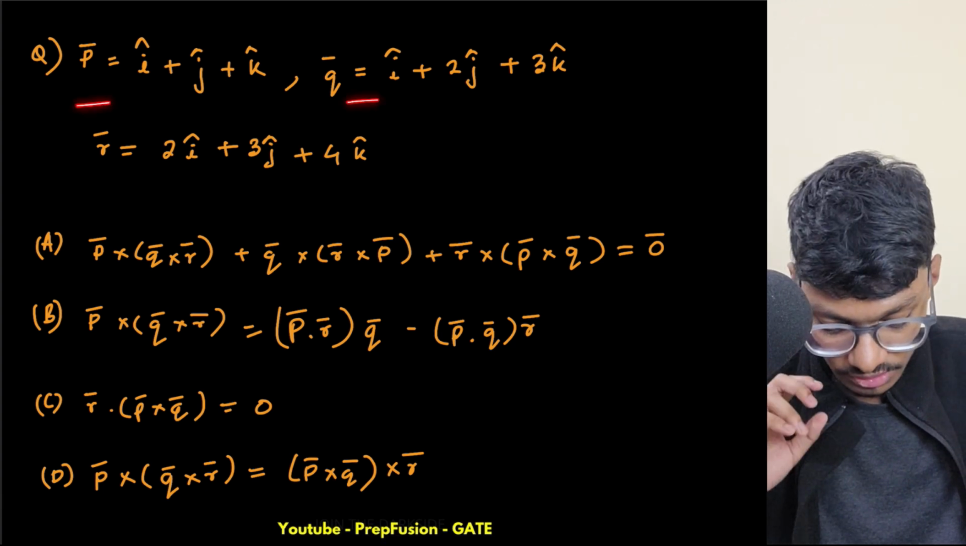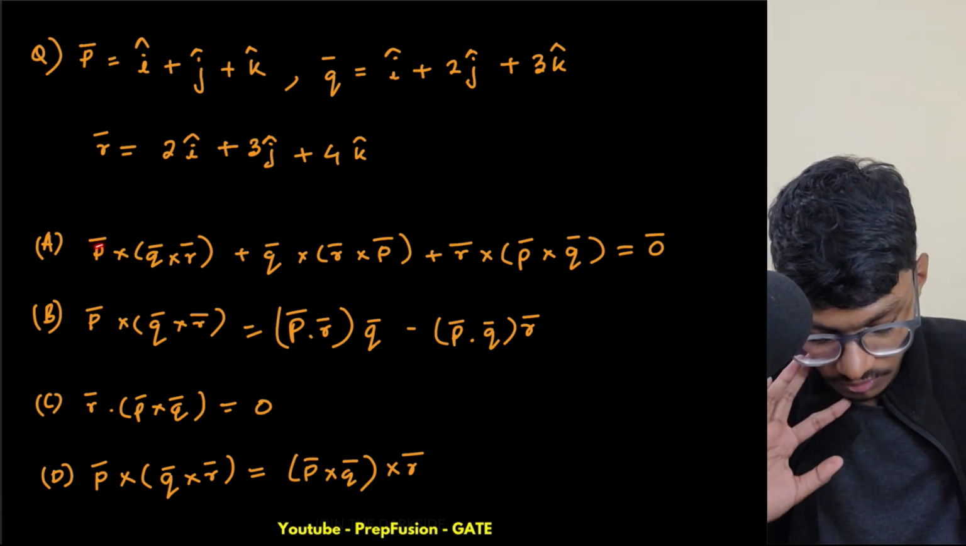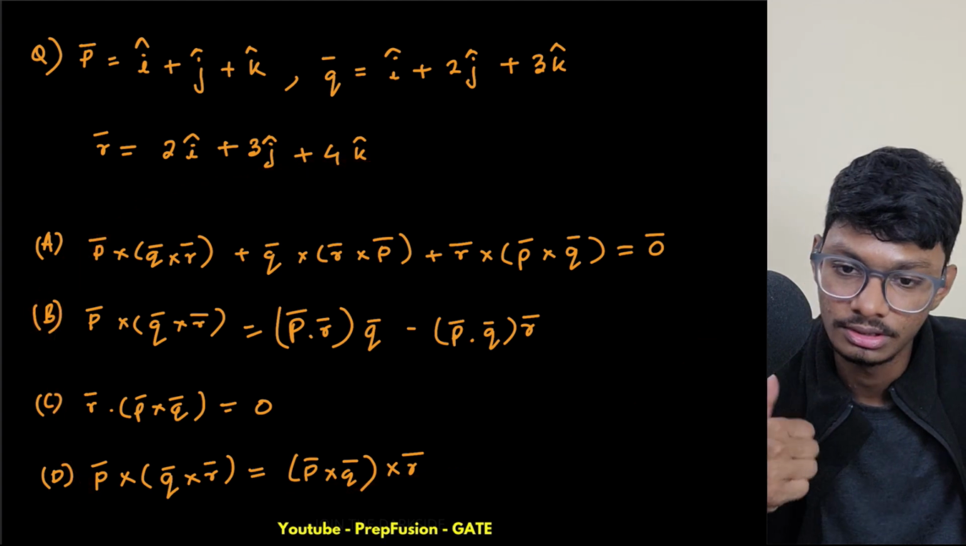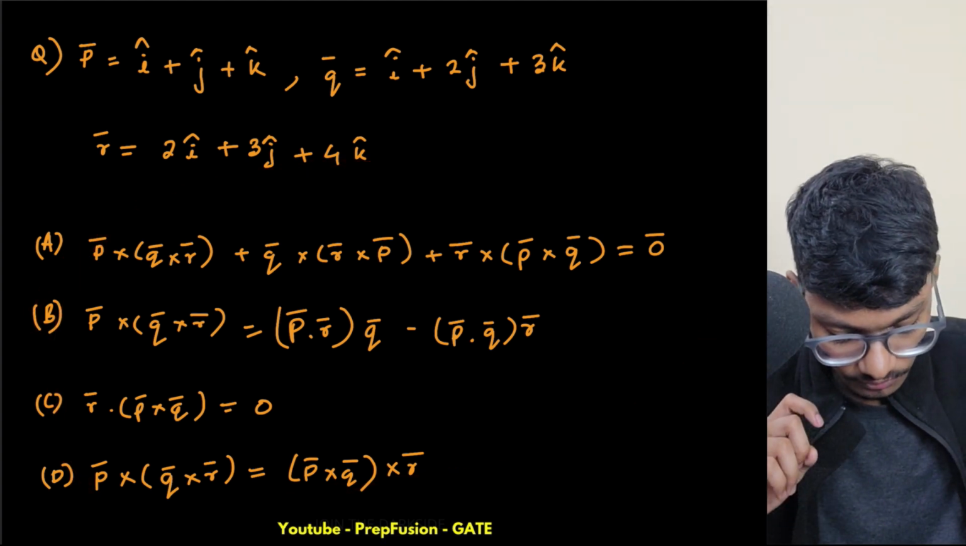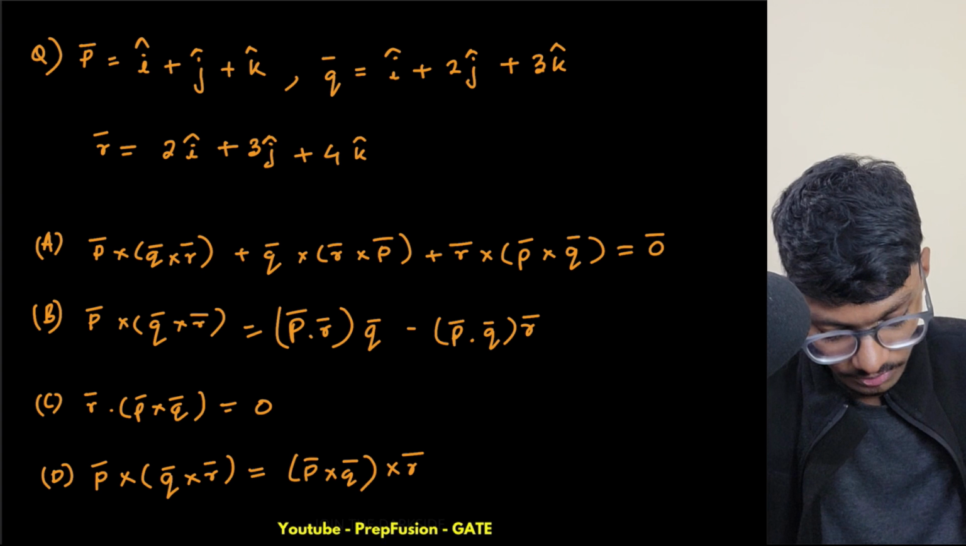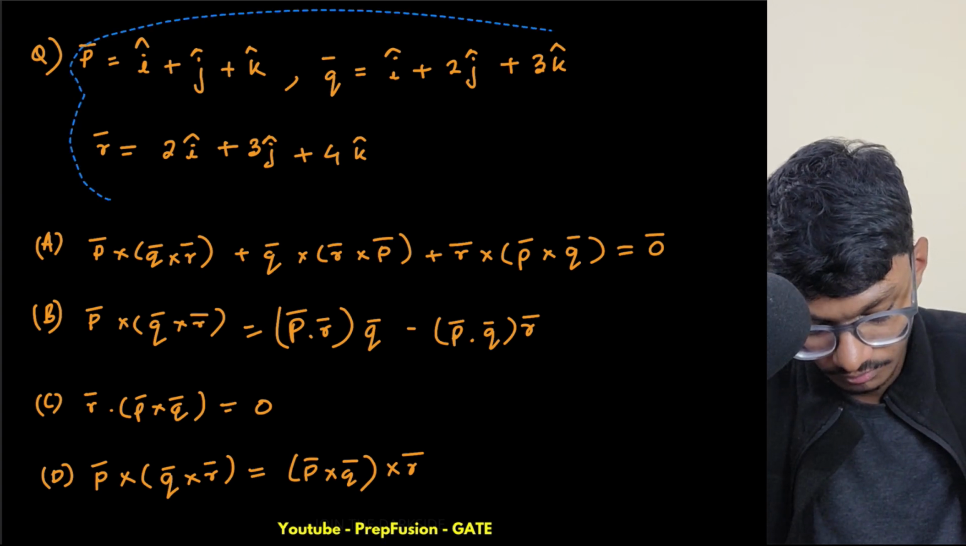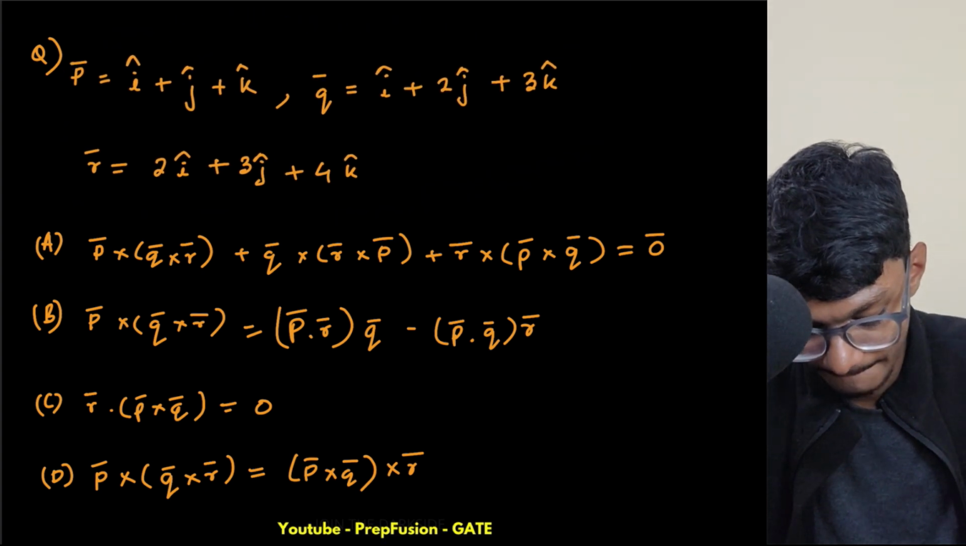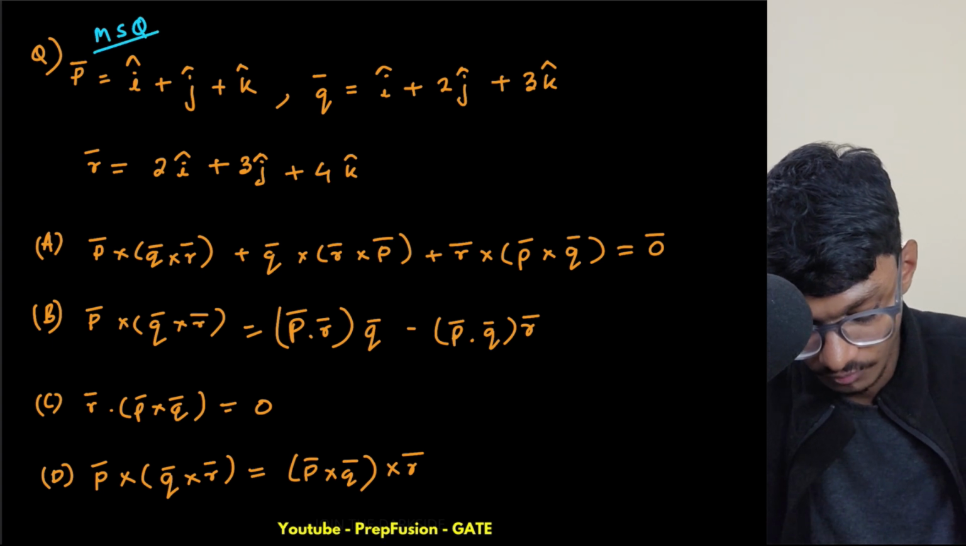Then we have 3 vectors and they have told us to tell which of them are correct. Here, I believe this is also an MSQ. Which of them are correct?